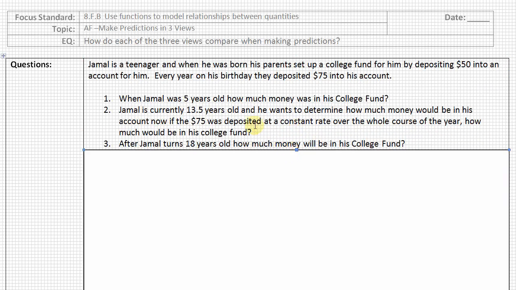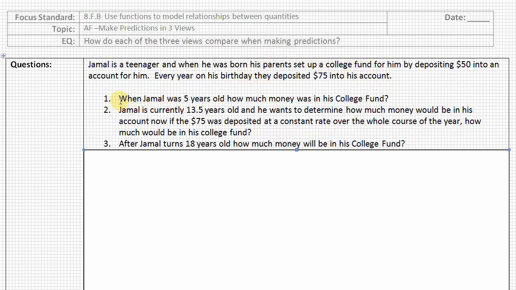So I've come up with a story problem here about Jamal. Jamal is a teenager, and when he was born, his parents set up a college fund for him by depositing $50 into an account. Every year on his birthday, they deposited $75 into his account. So this is his college fund.